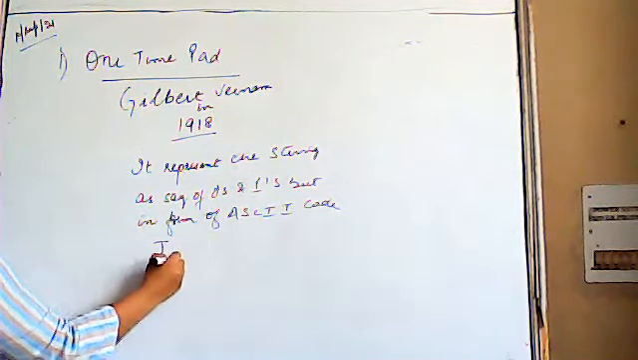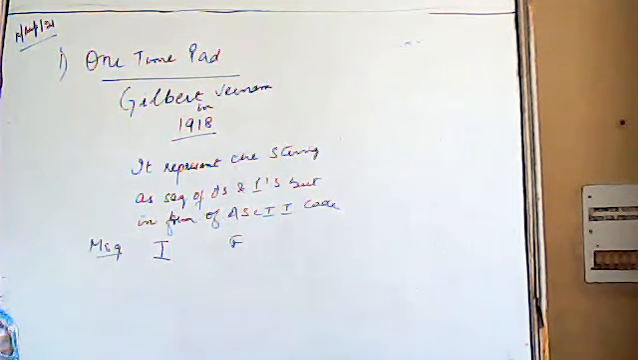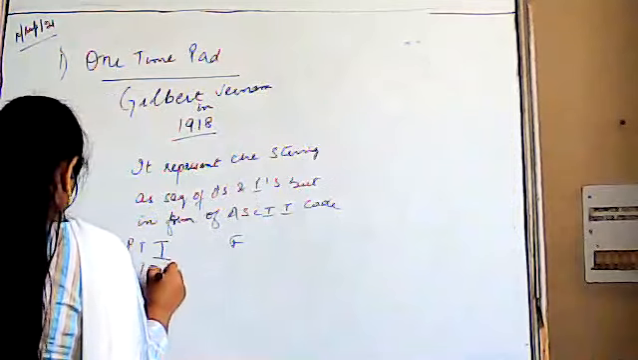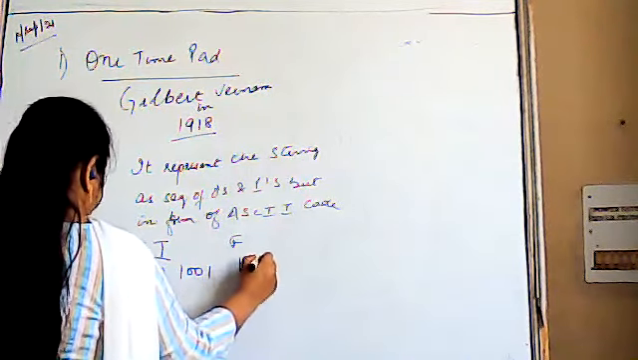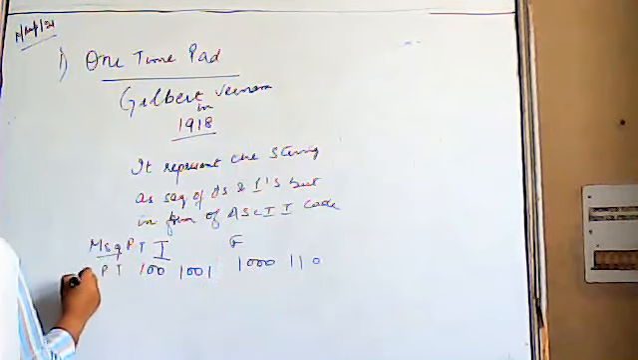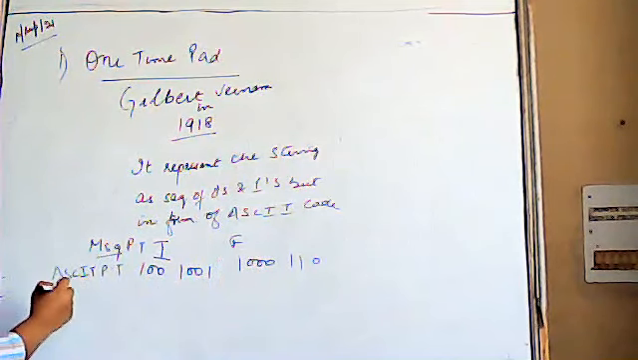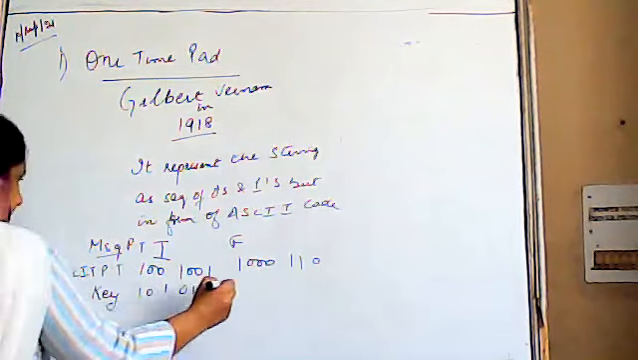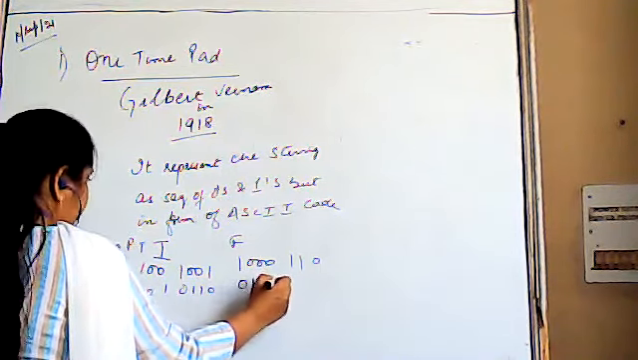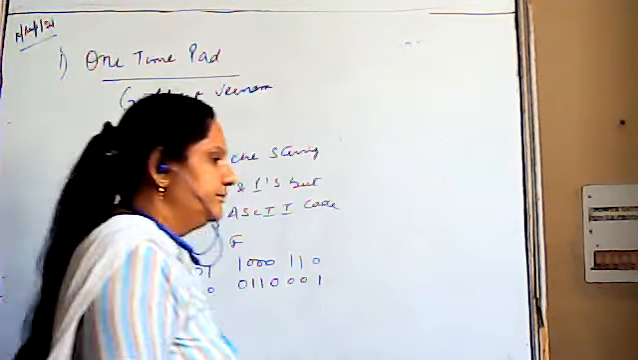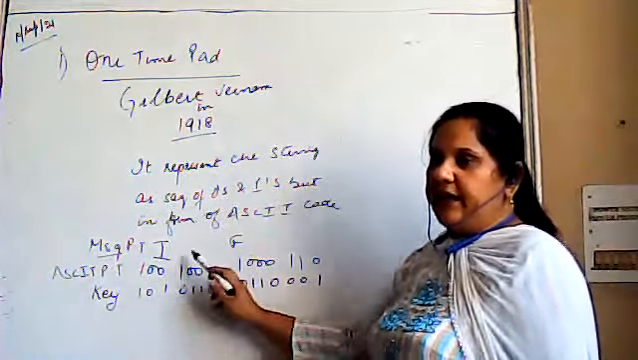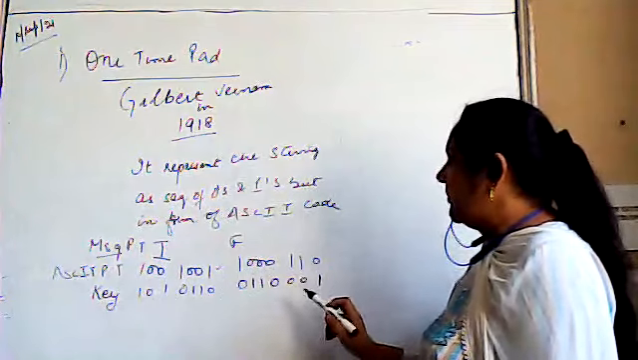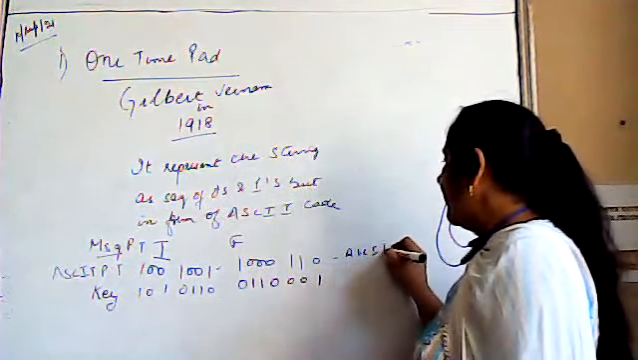So, for example, if I take "IF" as a message, plain text, the code for it is... See, the plain text is IF, and corresponding to I we have this 7-bit code in the form of 0 and 1, and for F we have the code 1000 1110. So this is again an ASCII code for F, right?